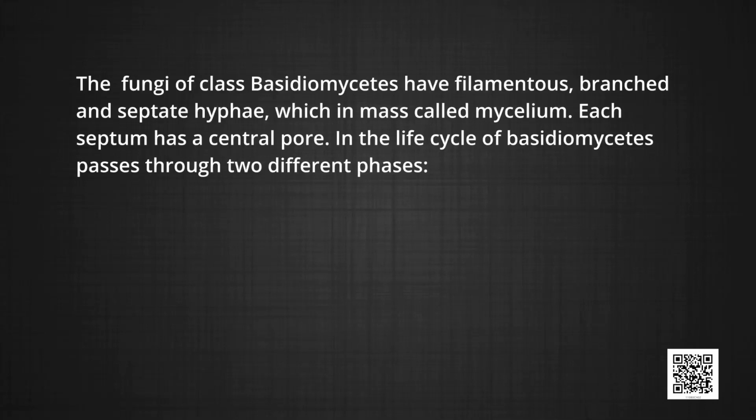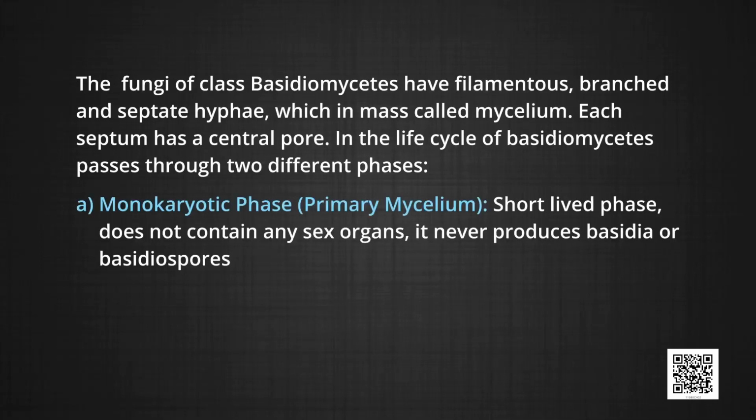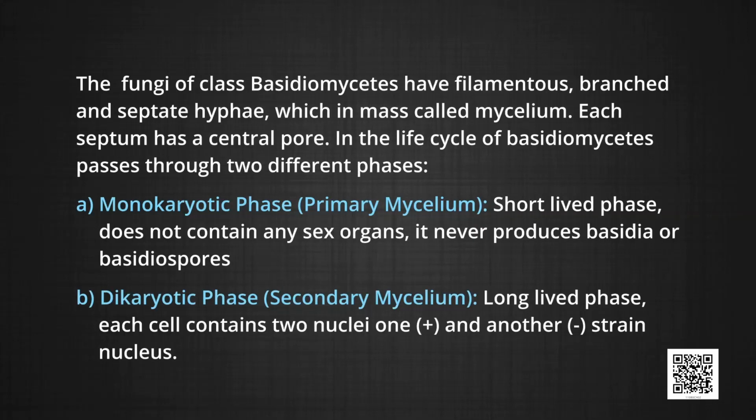The life cycle of Basidiomycetes passes through 2 different phases. Monokaryotic phase: this is the primary mycelium, a short-lived phase that does not contain any sex organs and never produces basidia or basidiospores. Second, dikaryotic phase: the secondary mycelium, which is a long-lived phase. Each cell contains 2 nuclei, one plus, meaning positive, and another minus, negative strain nucleus.